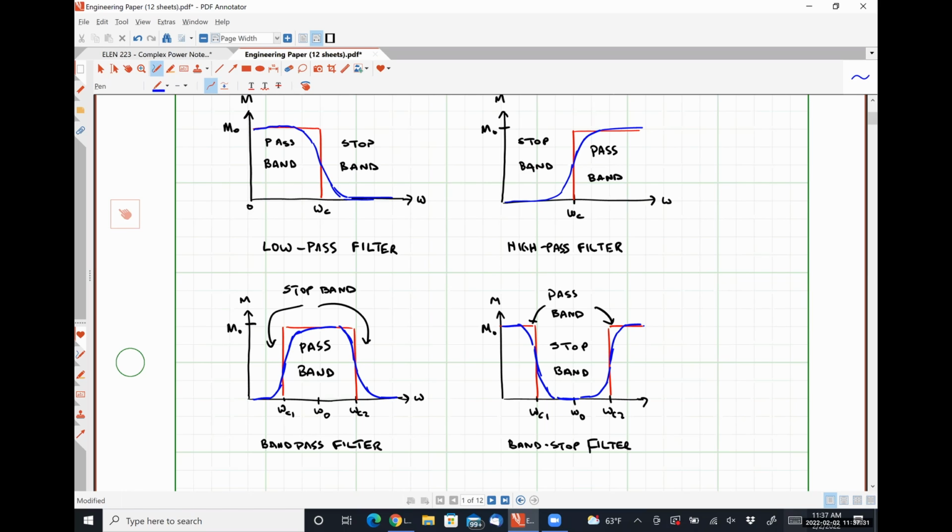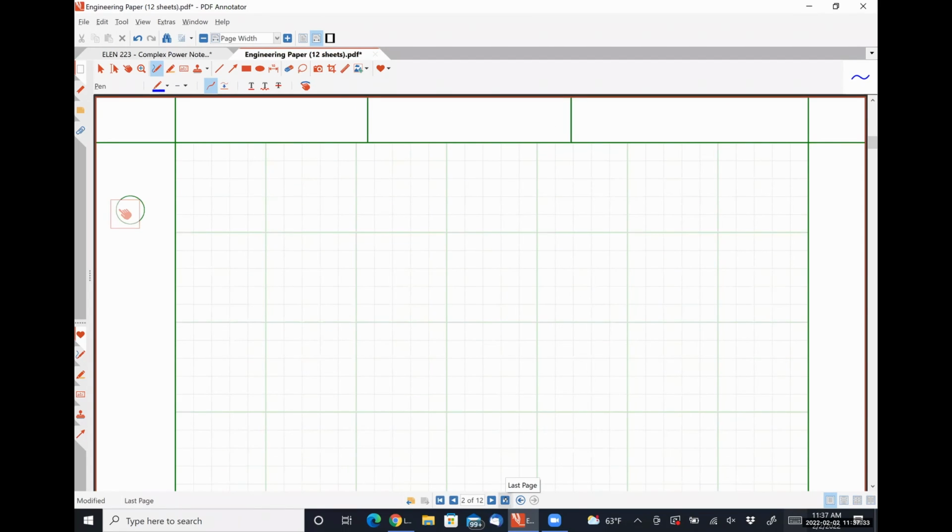So for a practical filter, instead of the brick wall response that we see for ideal filters, we get that smoothed over response curve, and that response curve is dictated by what's called the transfer function of the system.